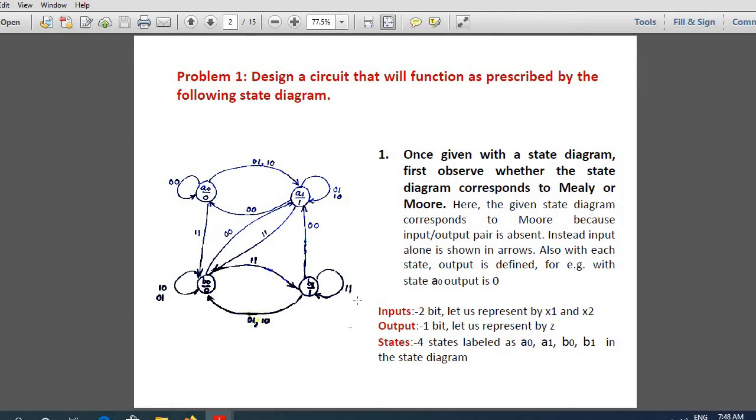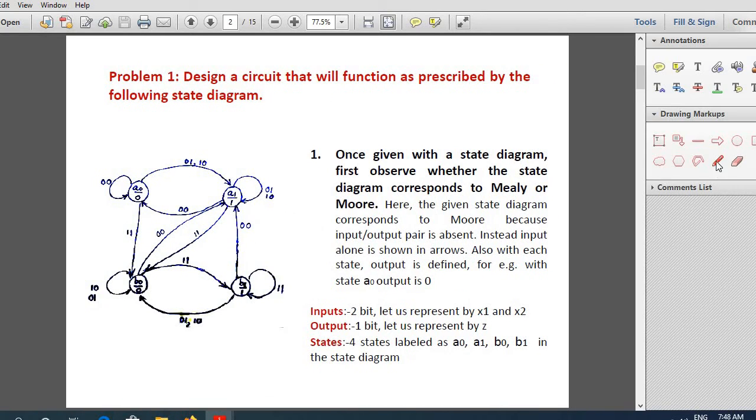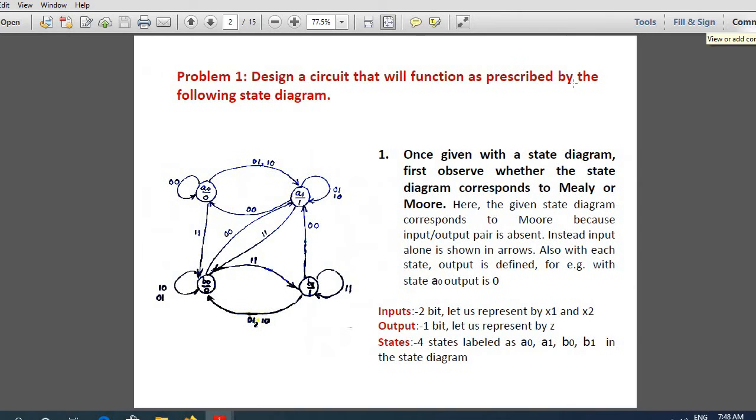By seeing the state diagram, you can easily identify that it is a Moore finite state machine and not Mealy. Why? Because in each of the states, output is defined. For example, for state A0, zero output is defined. For A1 state, 1 is the output. For B0, 0 is the output. For B1, 1 is the output. And on the transitions or the loops, input is written.